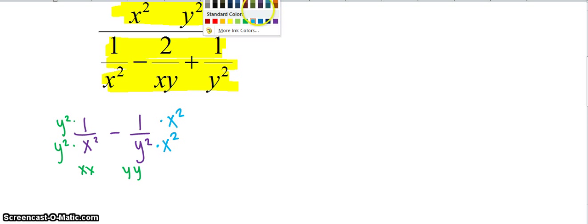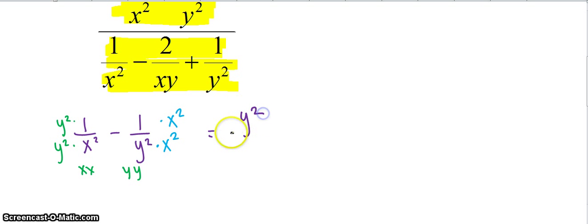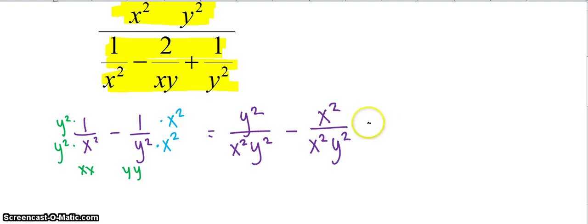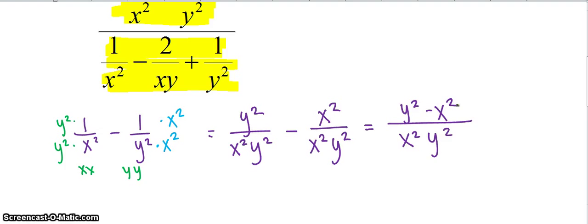Now, if you simplify that out, our first fraction, you're going to get y squared on top, and either x squared y squared or y squared x squared, it doesn't really matter the order, on bottom. Our second fraction, we have x squared on top, and the same exact denominator because we created our common denominator. Now I want to rewrite this as one big fraction. So here's my common denominator. I have y squared on top minus x squared. And can I subtract y squared minus x squared? No, because they're not like terms.